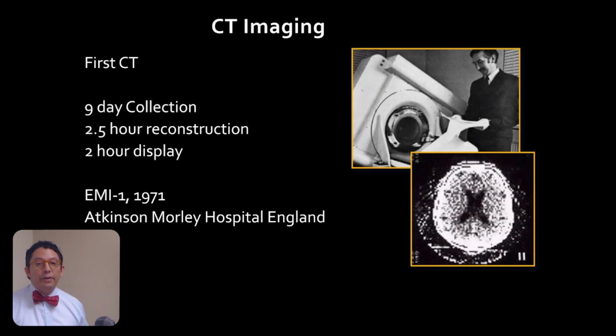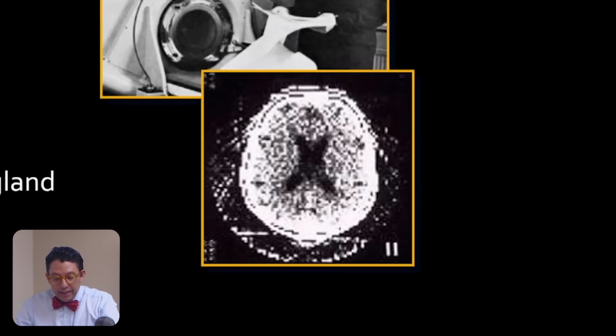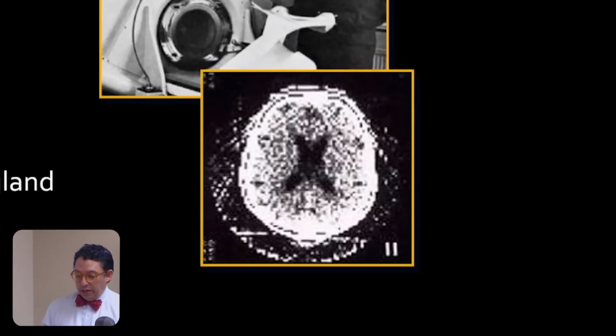The first CT is what you see here. It's called the EMI-1. It was in Atkinson's Morley Hospital in England, and it took 9 days to do the imaging collection, 2.5 hours to reconstruct, and 2 hours to actually display it. So the computer, it was a huge computer room that needed to display that. And this was the first image, the one that you have down here.